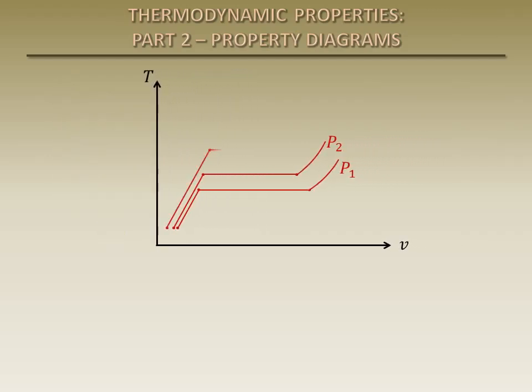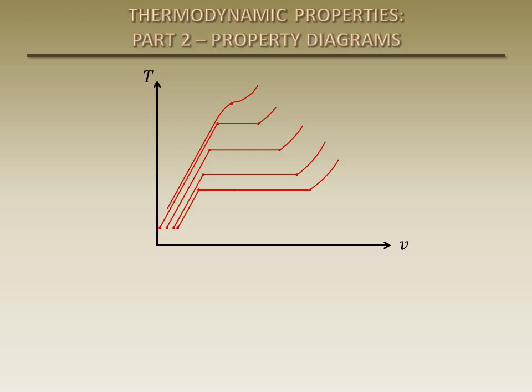As the pressure is further increased, the saturation line continues to shrink until the saturated liquid and saturated vapor states are identical. This is called the critical point, and the pressure and temperature at which this occurs are called the critical pressure and critical temperature. At pressures above the critical pressure, there is no distinct phase change.